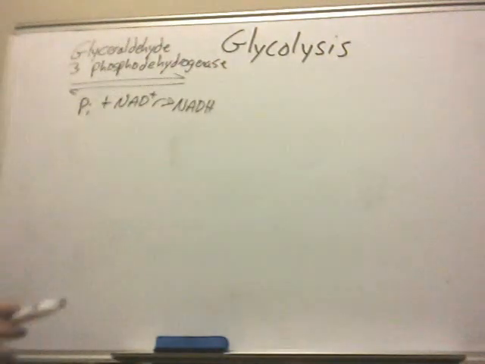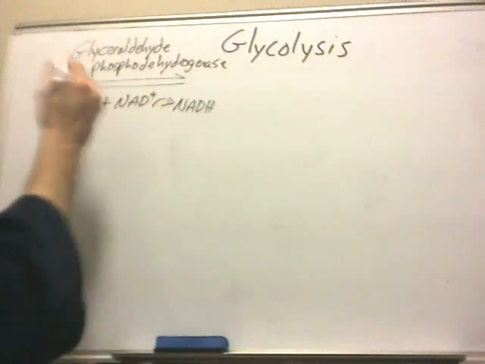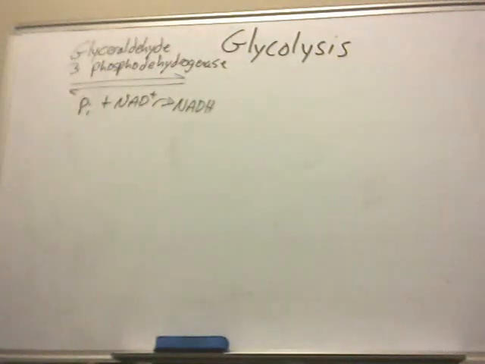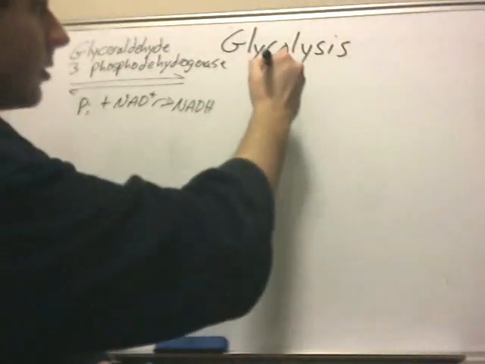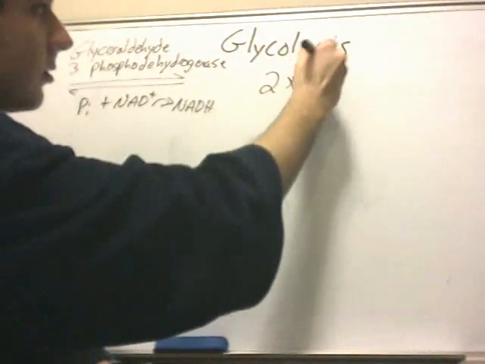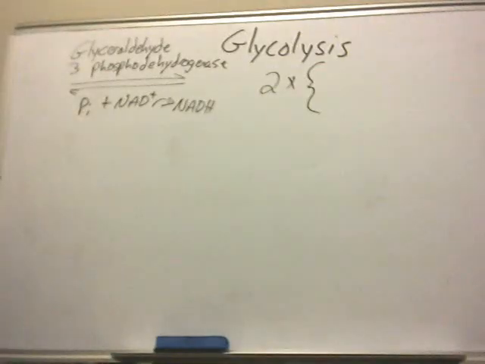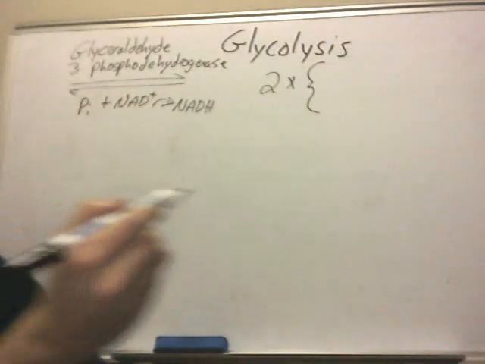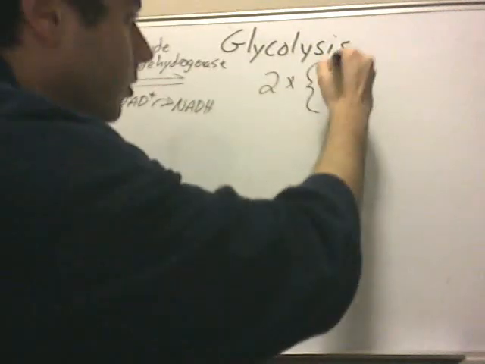Now, this next part, it's important to note that up until now, we've been dealing with a 6-carbon molecule. But this reaction, this enzyme, glyceraldehyde 3-phosphate dehydrogenase, has cleaved the molecule into 2 3-carbon molecules. So we're going to put a 2 in brackets to remind us of that. Everything after this is multiplied by 2. So we're going to get 2 molecules of 1,3-bisphosphoglycerate.